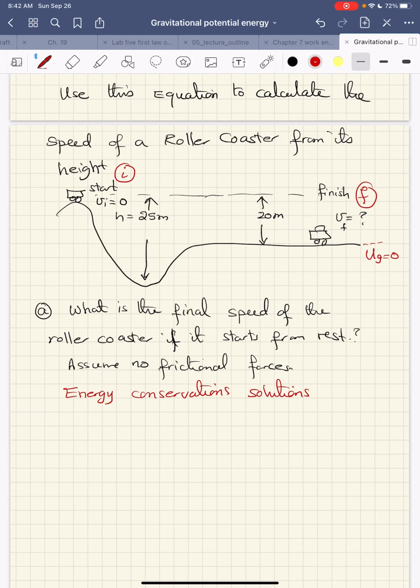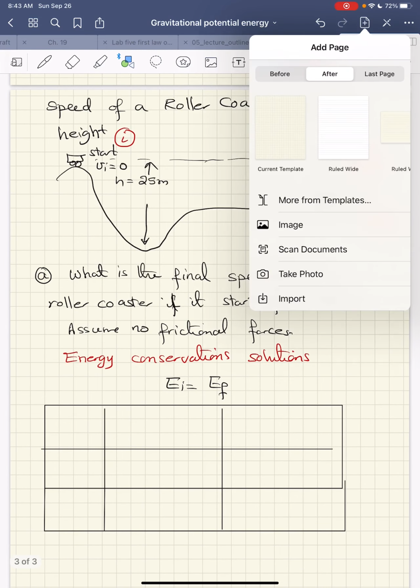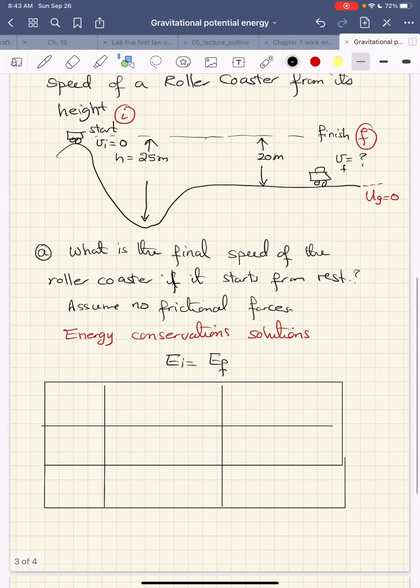Then I can apply E initial equals E final. I like always to have a chart here, and let me show you what I will include in this chart. I have only two energies here, and this is my initial.